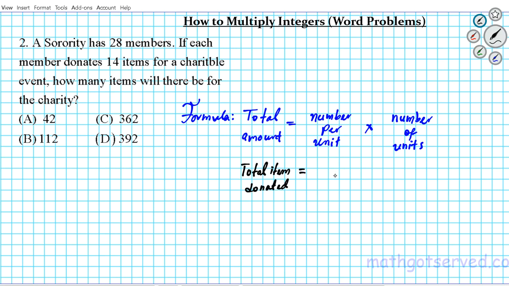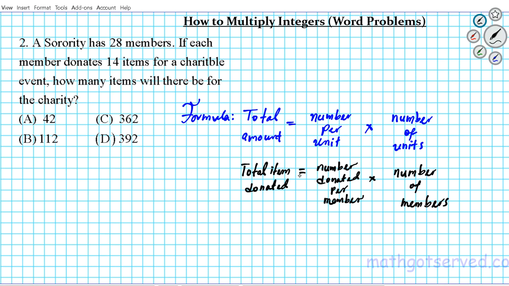To get the total items donated, which represents the total amount, we're going to be computing the number donated per member, because each member donates exactly the same amount, multiplied by the number of members in the sorority. So this is the formula that we're going to be using to carry out this calculation.